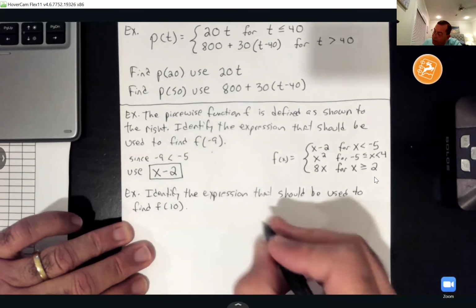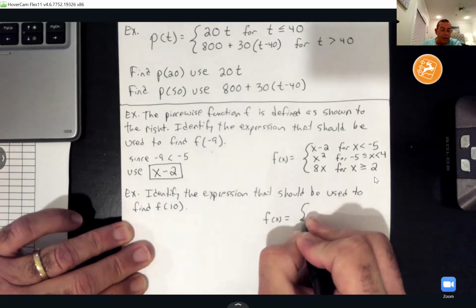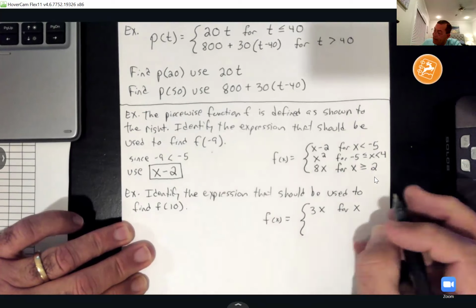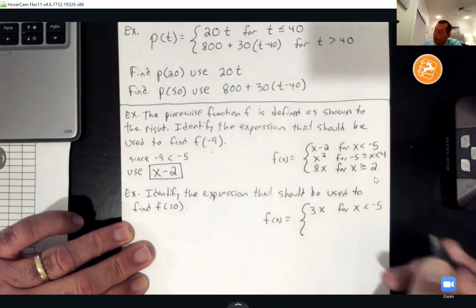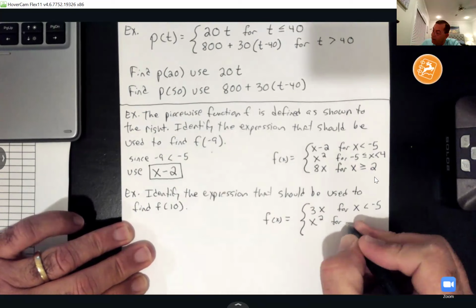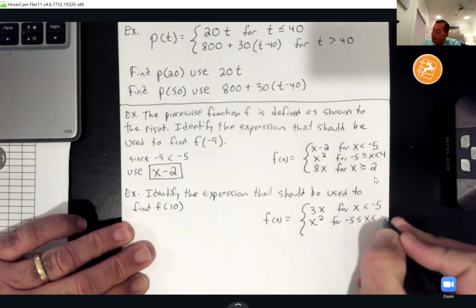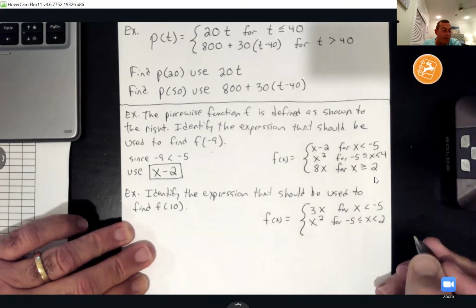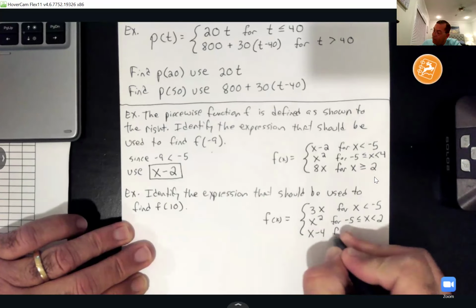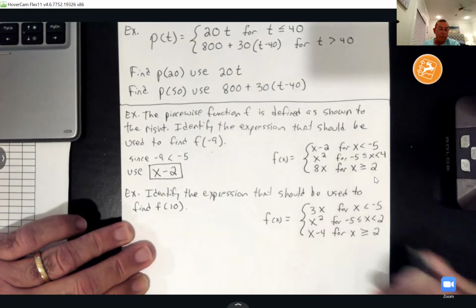All right, y'all, and this one is f of x equals 3x for x less than -5. It equals x squared plus 4 for -5 less than or equal to x less than 2. And then it equals x minus 4 for any x greater than or equal to 2.